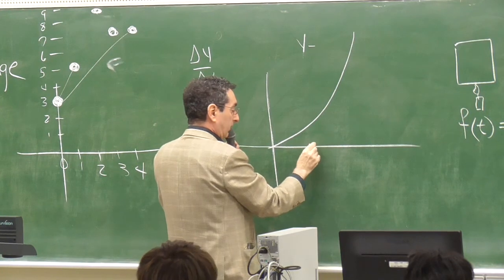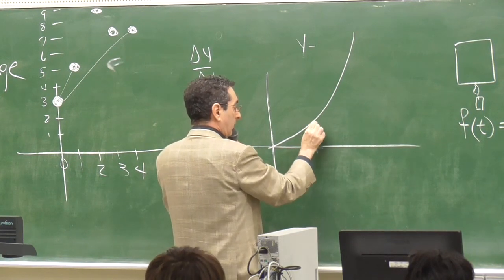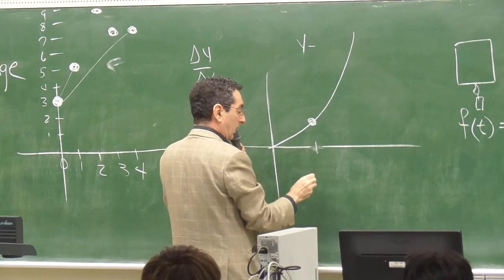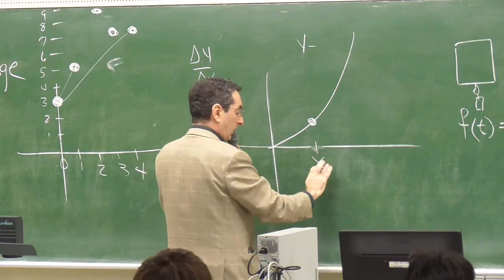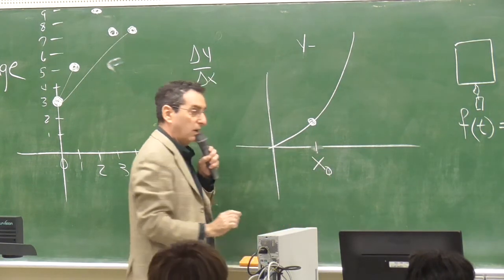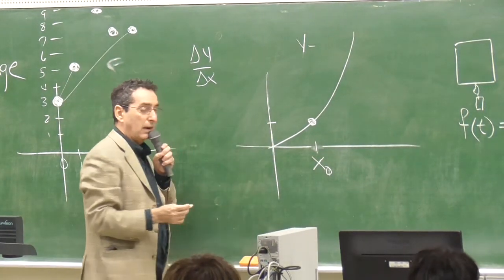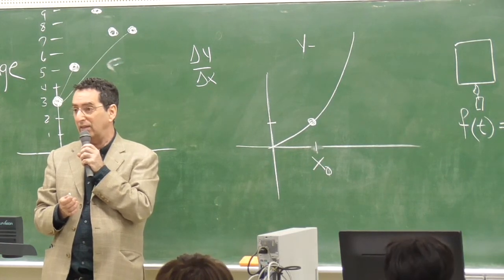Here's the whole idea. Suppose I want to know at this point, what's the slope there? Let's call this x0. So this is good. Now we're not doing the physics problem anymore. We're just bringing it back to the math.